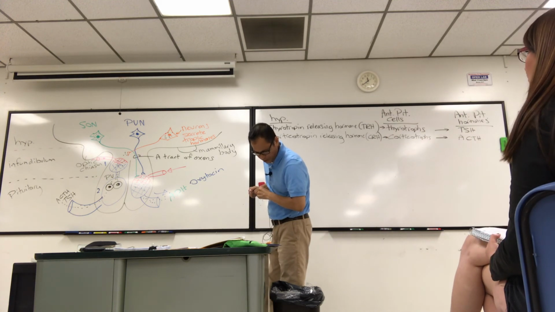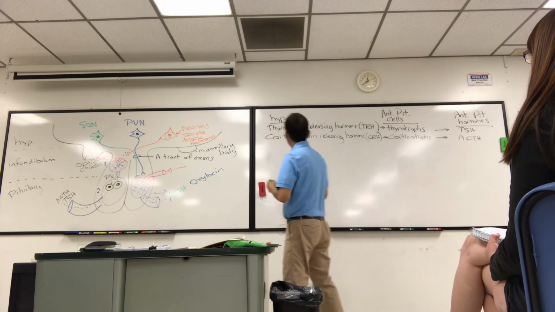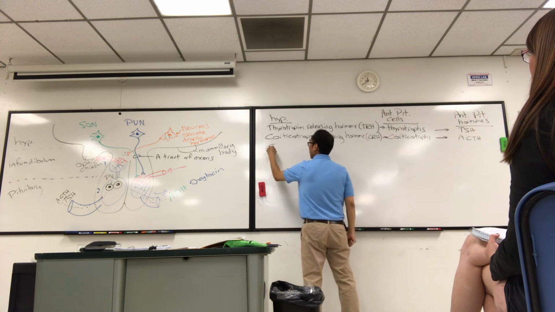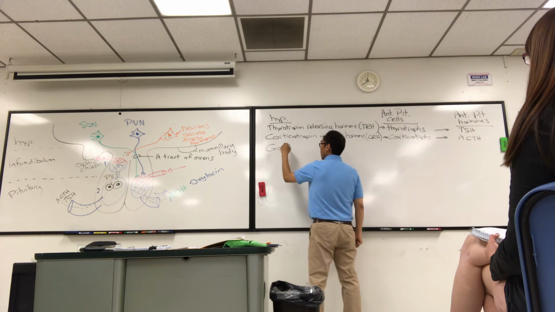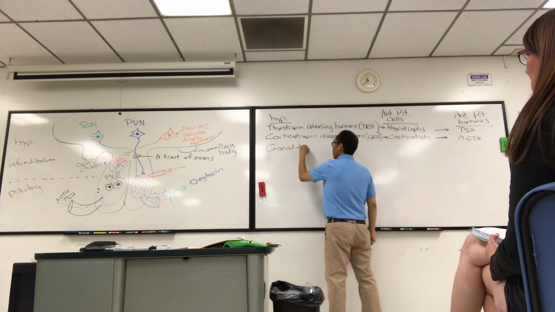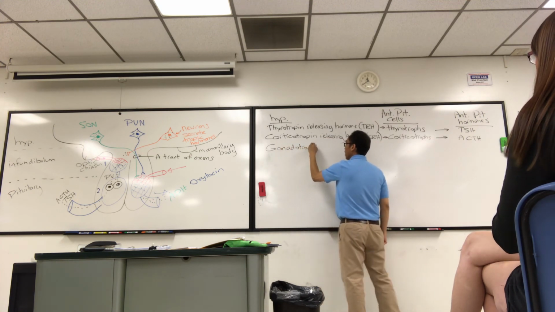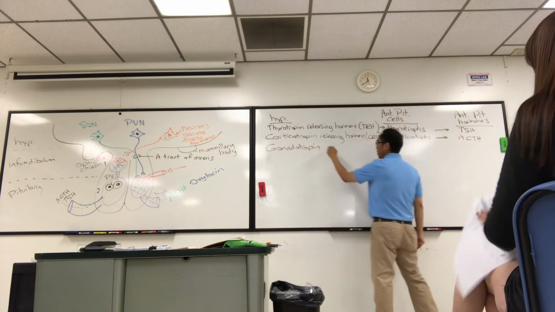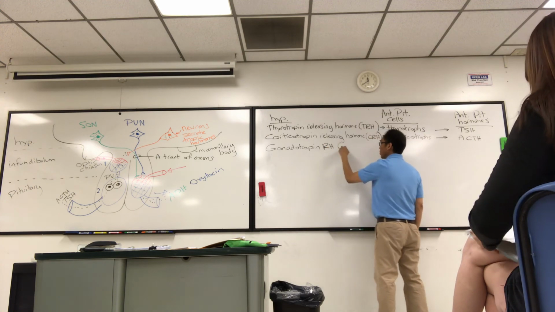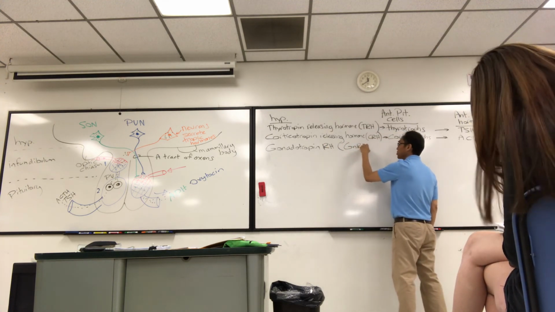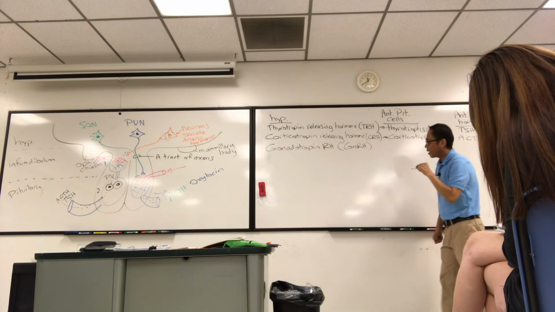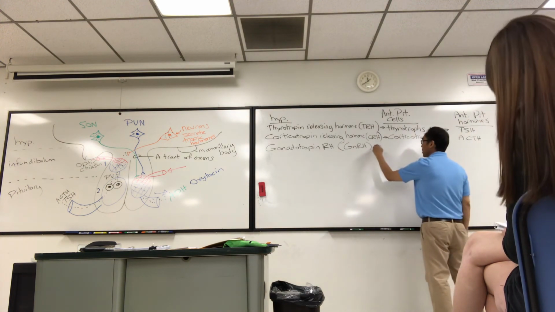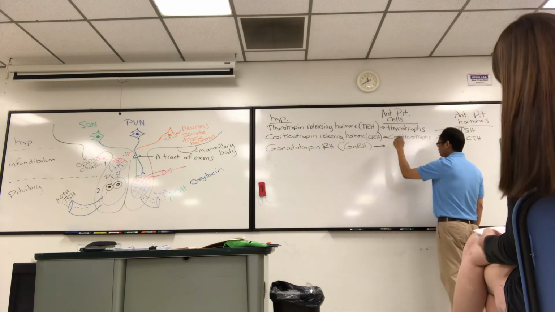There's a few more here. Gonadotropin RH, and I'm just going to abbreviate it RH. The full abbreviation is GnRH. And that is a tropic hormone secreted by the hypothalamus that will stimulate cells called gonadotropes.